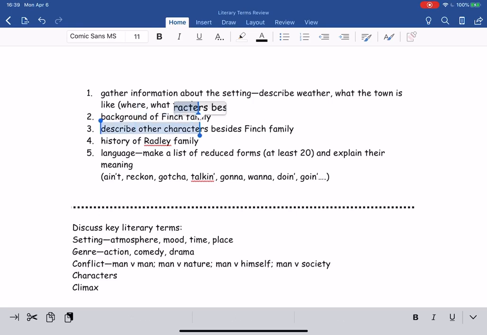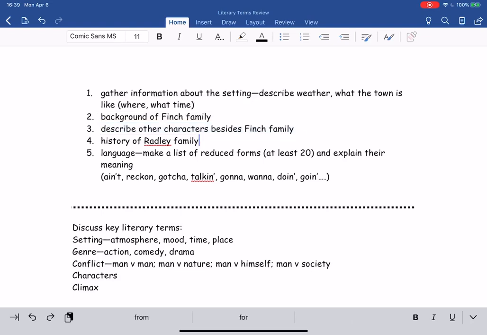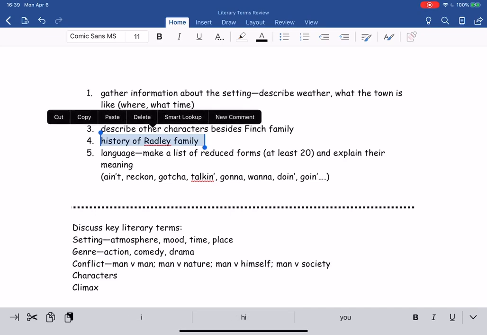For number 3, I want you to talk a little bit about other characters besides the Finch family. So think about some other characters that were mentioned in chapters 1 through 5, and do the same thing. Describe those characters physically, some characteristics, some personality qualities of those characters. For question number 4, I would like for you to give me a little bit of a history of the Radley family. What have you learned about the Radley family from chapters 1 through 5?